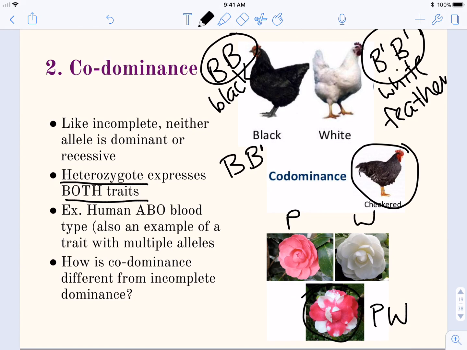Another example of a trait that's not really color is our blood type. Some of you may know your blood type. Maybe your parent remembers what blood type you are and has told you. If you don't know your blood type, you can easily find out the next time you have your blood drawn.